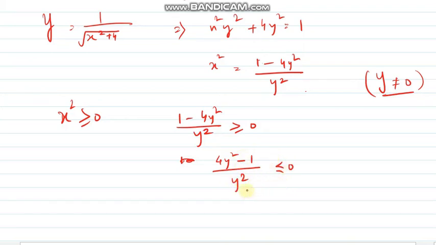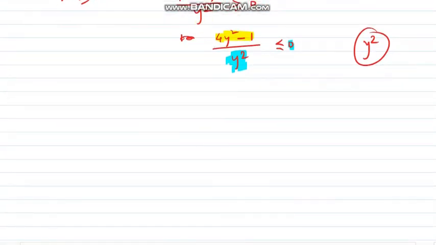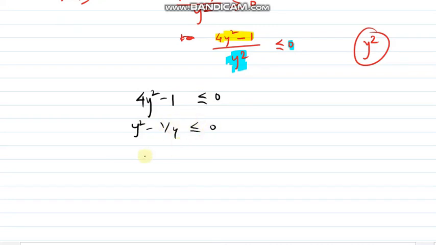Now in this case, just check what is y square. It's a positive term. So as y square is positive, in this fraction the denominator is positive. So to get this fraction negative, the numerator should be negative. Then only if I divide negative by positive, I will get a negative term. So can we write that 4y square minus 1 is less than or equal to 0? So y square minus 1 by 4 is less than or equal to 0. So y is in between half and minus half.